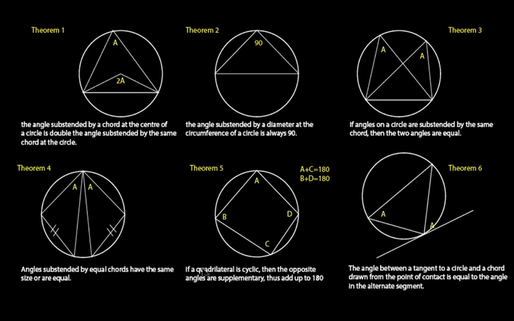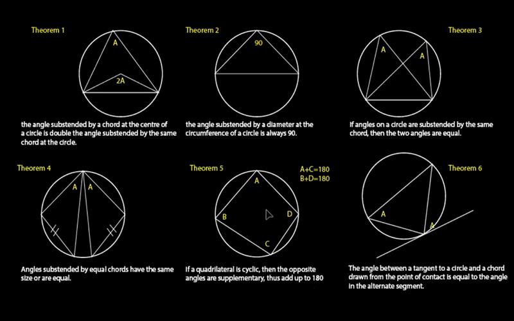It is saying if a quadrilateral is cyclic, which means we have a four-sided shape embedded in a circle, then the opposite angles are supplementary, thus they add up to 180.